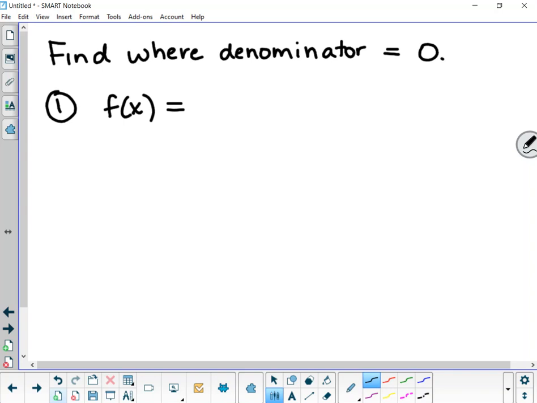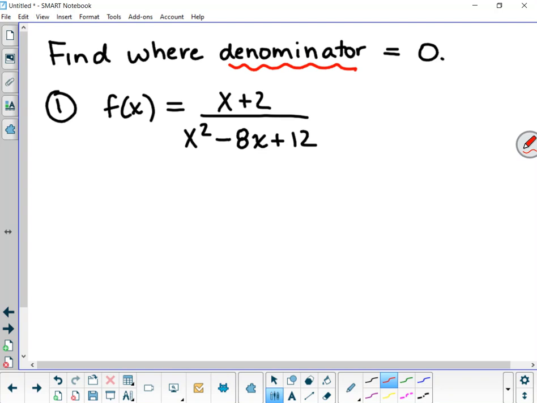All right, so here's our first one. x plus 2 over x squared minus 8x plus 12. So notice right away, I'm going to focus on the denominator. I'm going to care about the numerator stuff, but I'm not going to care about it right away. So x squared minus 8x plus 12 equals 0 is what I want to be thinking about.